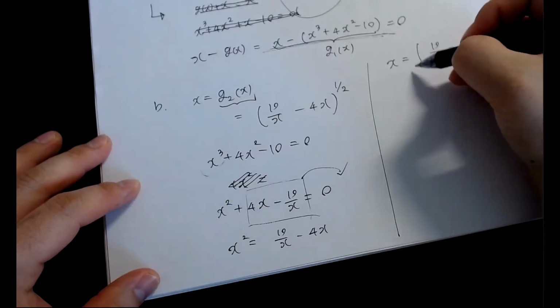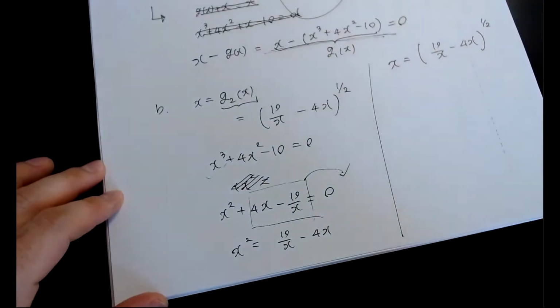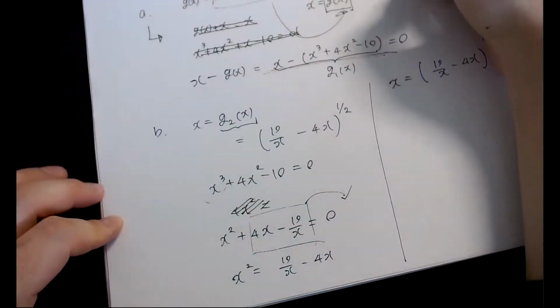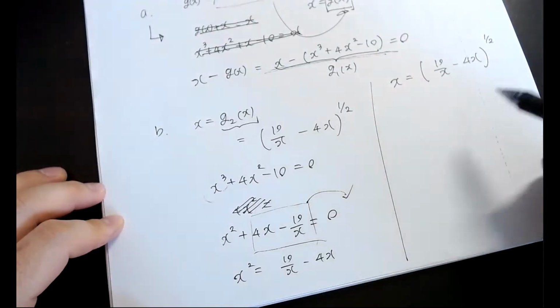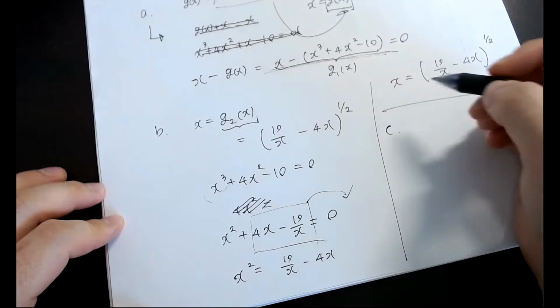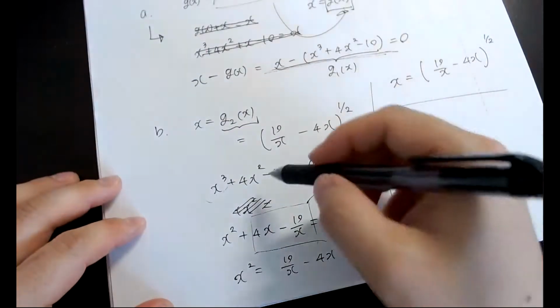We got a plus minus sign, but we dropped the negative sign because we know that x must be between 1 and 2. It must be positive, right? So we drop the negative sign. So we got this. And then C, this is what I said here.